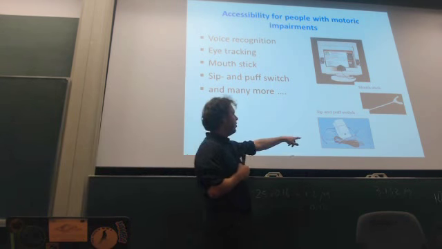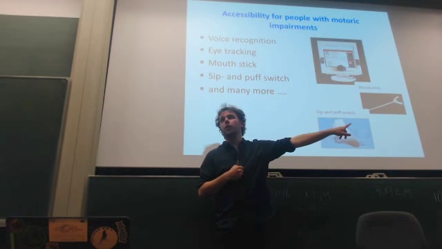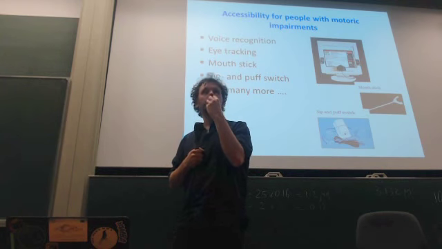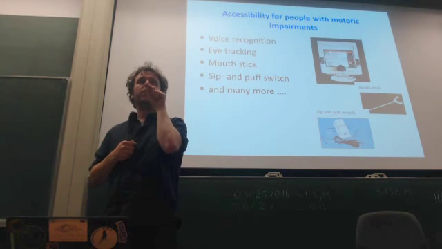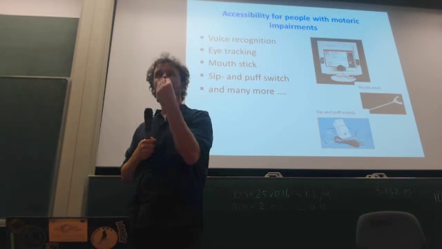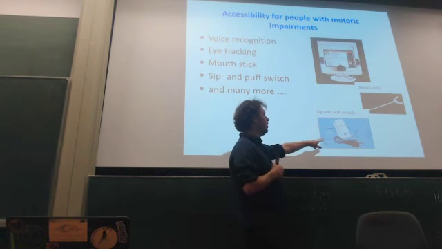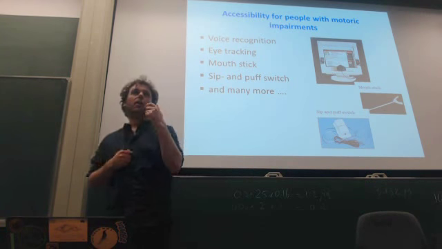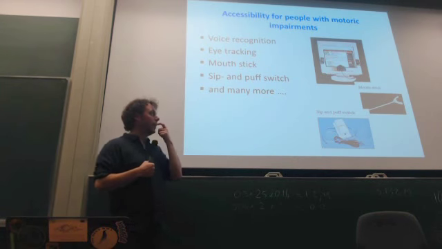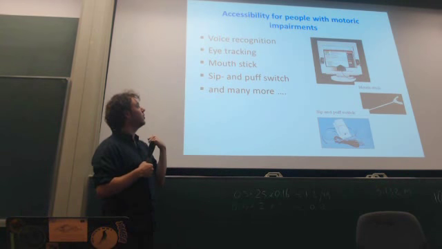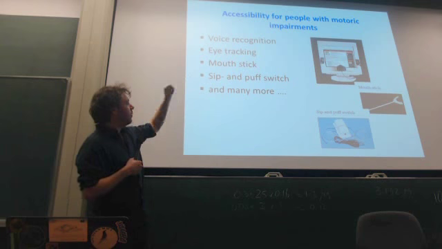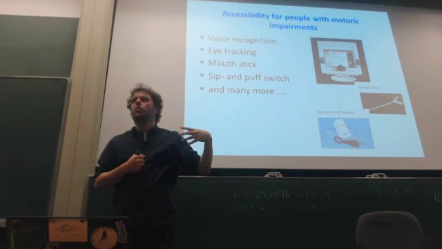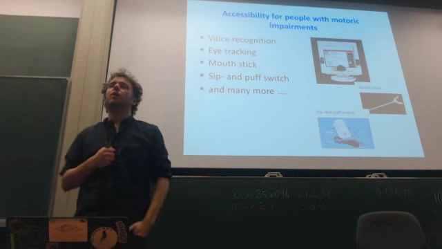There's this thing, the sip and puff switch, which is actually quite common. This is for people that cannot move at all but can still breathe. Here you can sip and puff into a little straw, which is detected by this box and can be turned into a digital signal, which could allow you to slowly but surely interact with technology. Eye tracking I already mentioned from Stephen Hawking. So there's all kinds of other ones that are available.